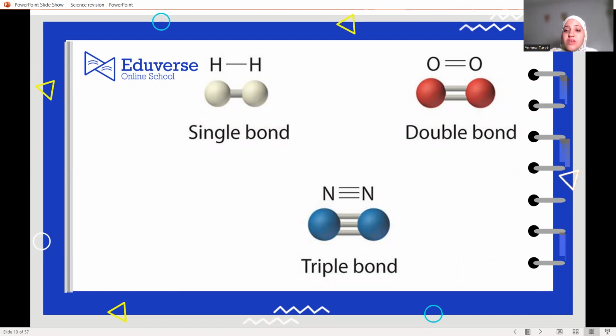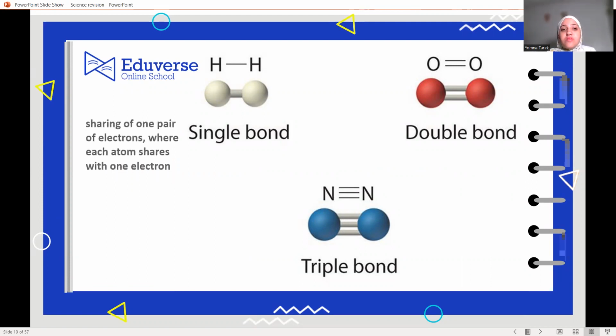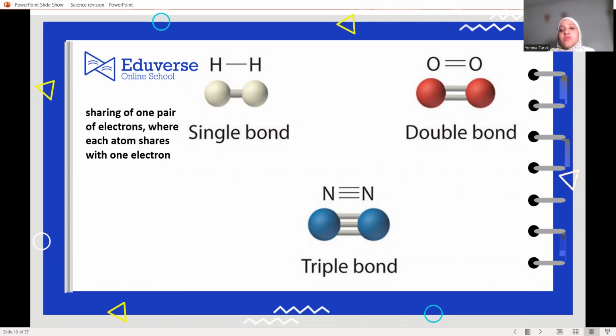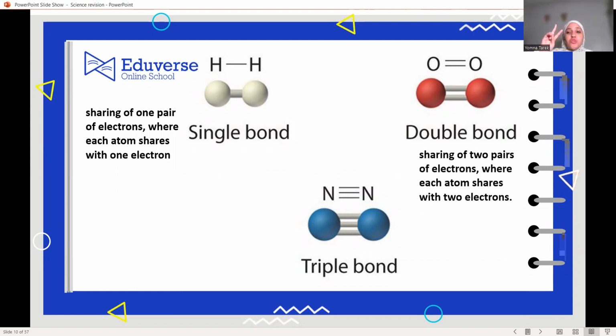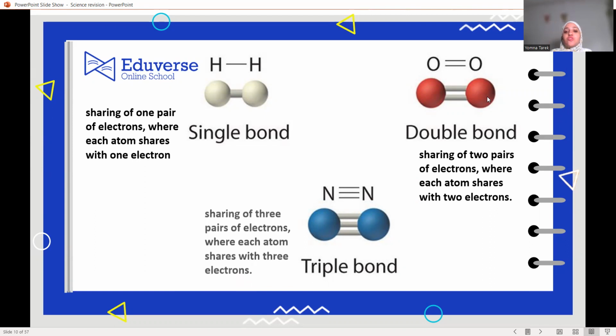Single covalent bond happens when, like here, just 1 electron is shared. Every hydrogen atom shares 1 electron to form a covalent bond. What about double covalent bond? In a double covalent bond, they are sharing 2 electrons. Every atom shares 2 electrons, so the molecule has 4 electrons. What about nitrogen? It's a triple bond.